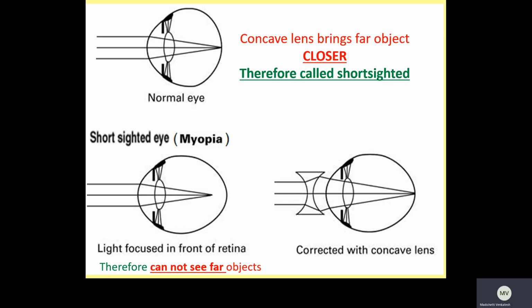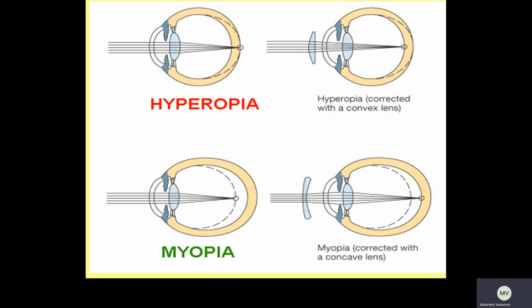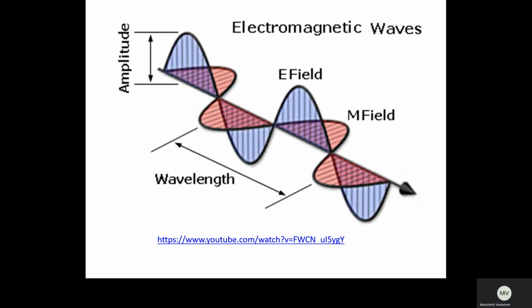And here, when the object is far away, it has to be brought closer. So the solution for this is the concave lens, because in both cases of the concave lens, we find that the image is brought closer and it is erect. So this gives us the solution for this. These are the different slides explaining the same.